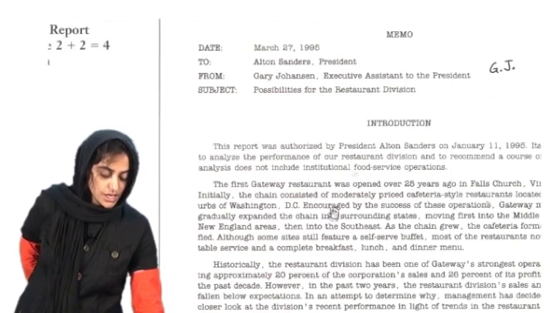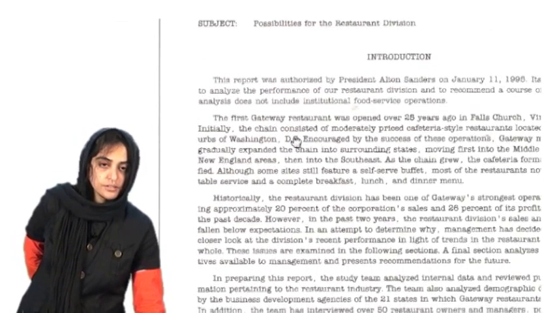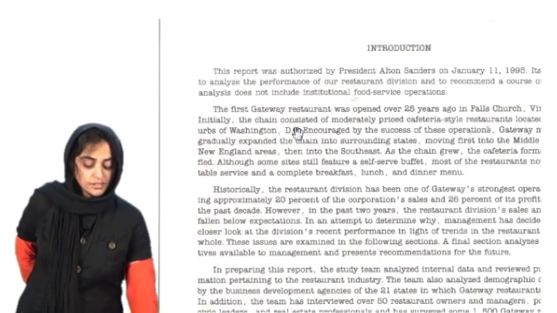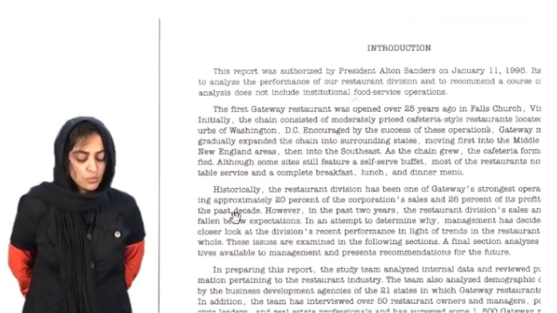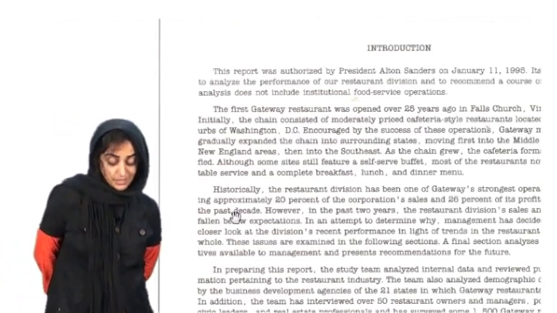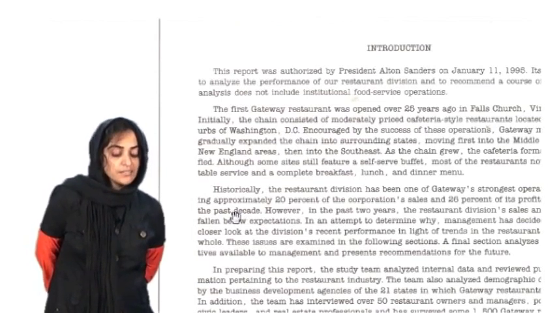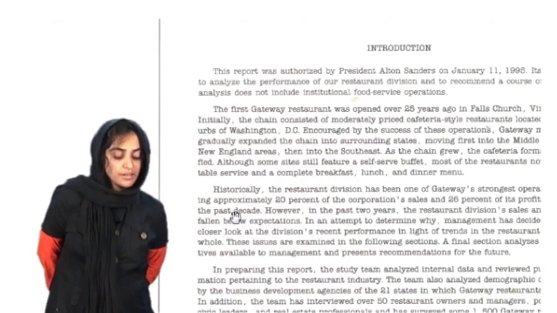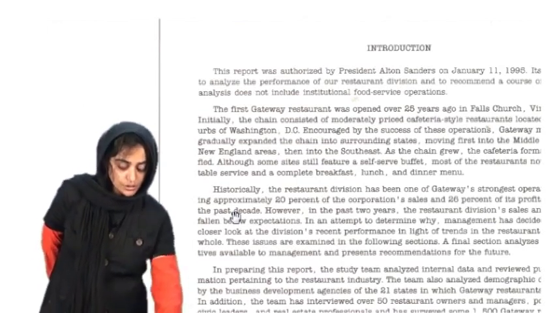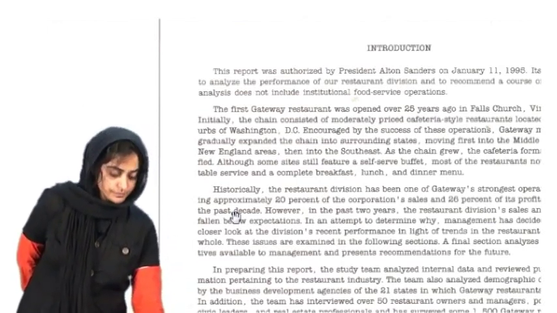Now, dear students, here comes the first heading, introduction. Let us see what Mr. Johansson says in his introduction portion. The report was authorized by President Elton Sanders on January 11, 1995. Now this line is simply showing who asked Mr. Johansson to write this report.